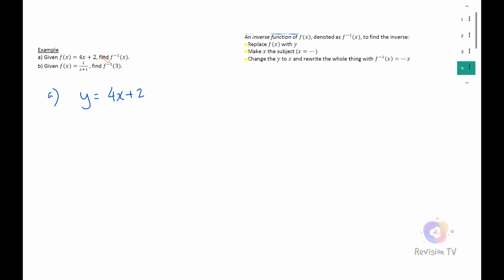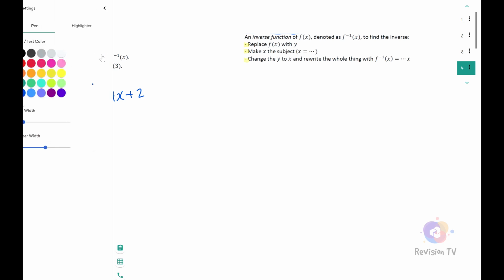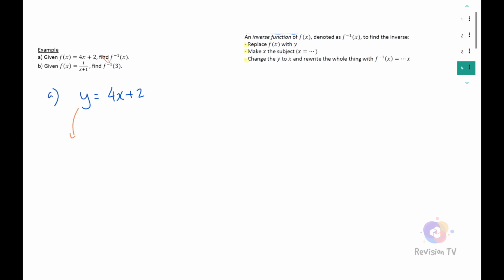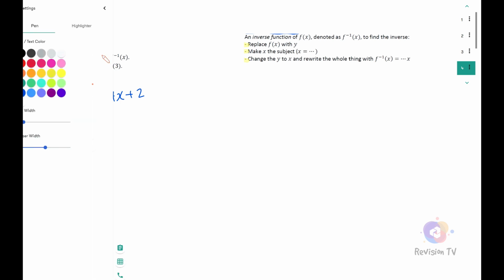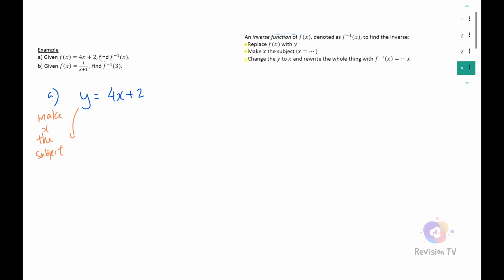Next step, I'm going to make x the subject. Make x the subject means you want to write x equals something. So x has to be on one side of the equal sign, isolated. So plus 2 moves to the left hand side and becomes minus 2. So y minus 2 equals 4x. And then to get rid of the 4, we divide by 4. So y minus 2 over 4 equals x.